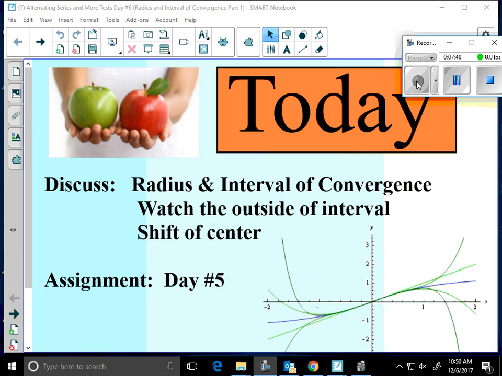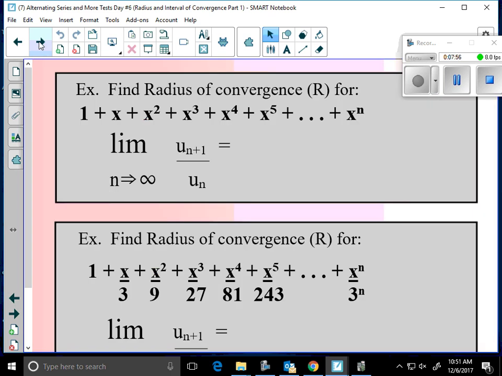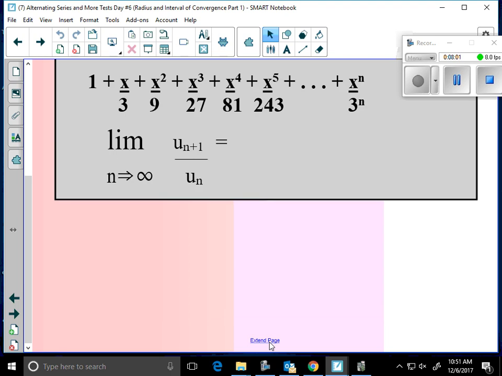So here we go. We're jumping into day number 6 on radius and interval of convergence. Let's go ahead and jump right to an example. All right, so if we look at this series right here, this is written in power series form. What can we say that the common ratio would be? I know my first term is 1. What's my common ratio? X over 3 each time, right? Oh, well, that was convenient.